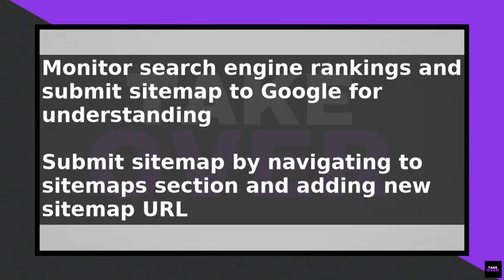To submit your sitemap, navigate to the Sitemaps section and click on the Add a New Sitemap button. Enter the URL of your Shopify sitemap, which is usually located at yourwebsite.com/sitemap.xml. Click on the Submit button to submit your sitemap to Google.